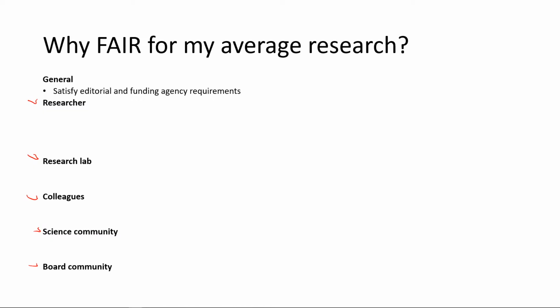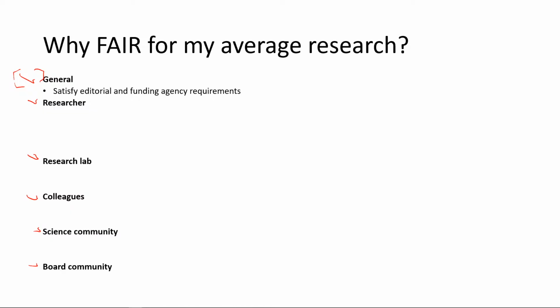Generally speaking, why do you need to be FAIR for your average research? Because it satisfies the editorial and funding agency requirements. You are bound by your funding agency, but most reputable publications now also require that you share your data, and if you are not sharing your data, you need to provide a strong justification why you're not doing this. But other than this checklist, it's not just a checklist.